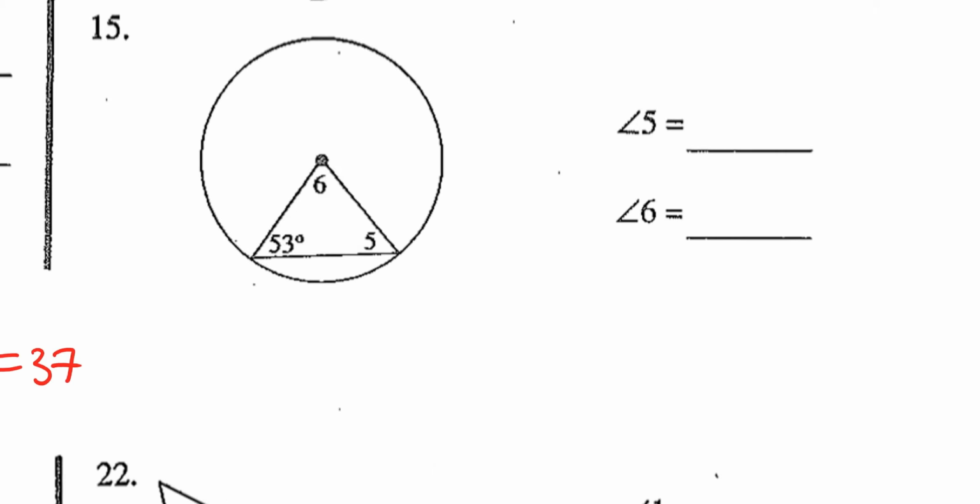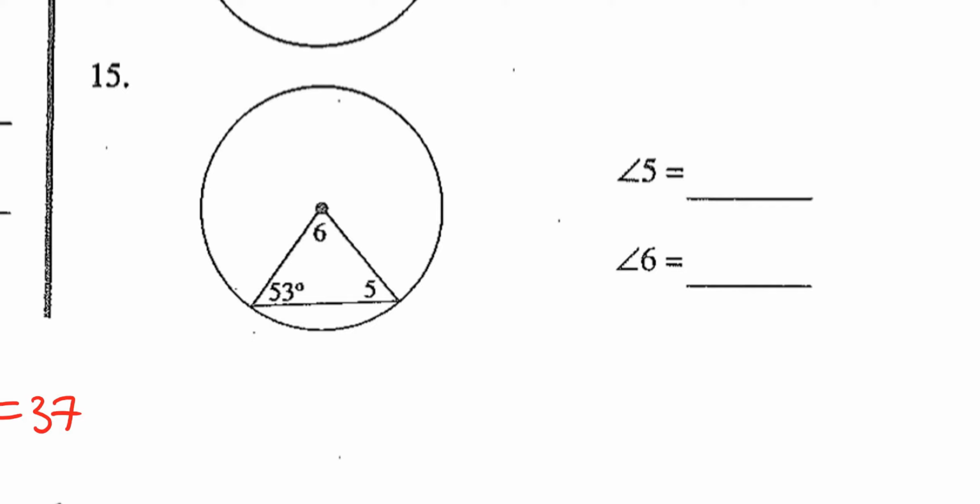Okay, let's go on to number 15. And for number 15, one thing that you're going to do with this particular question is you're going to have to create your isosceles triangle, because this right here, this red line, that's a radius. So, and this blue line here, that's a radius, and we know those two radii, they're equal, so I can just mark in my triangle and create my isosceles triangle. So this is going to be 53 degrees right here. So angle number 5 is going to be 53 degrees.